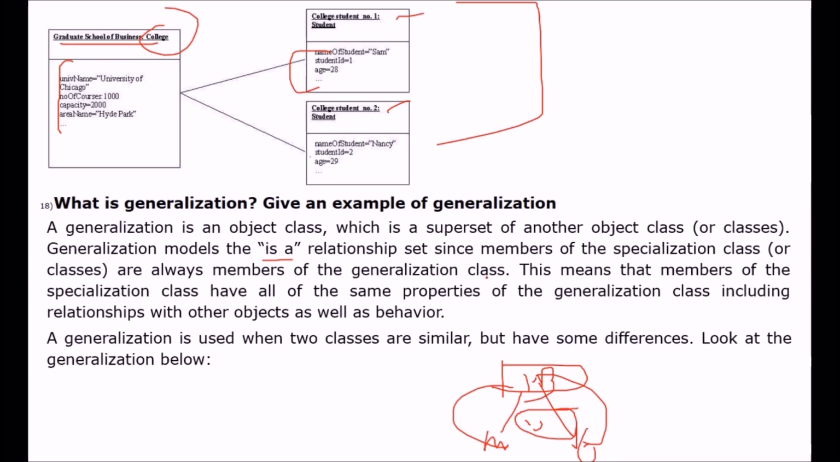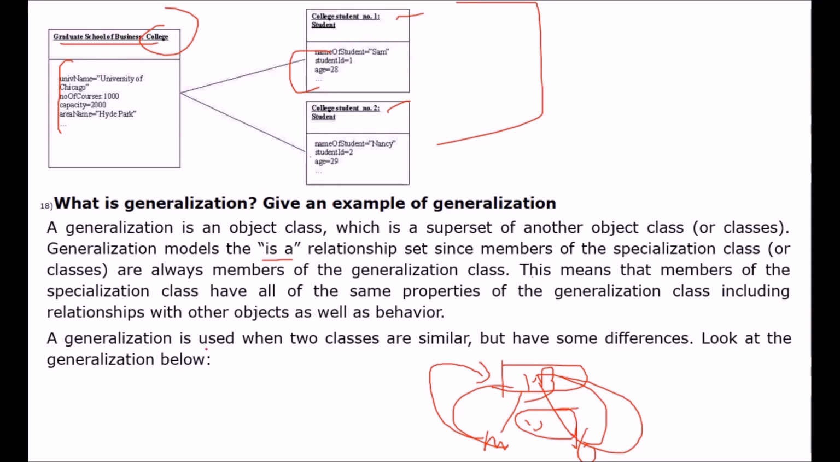These are always members of the generalization class. This means that the members of the specialization class have all the same properties of the generalization class. A male will have most of the qualities of the human being, and the same is true of the female, with some differences, including relationships with other objects as well as the behavior.